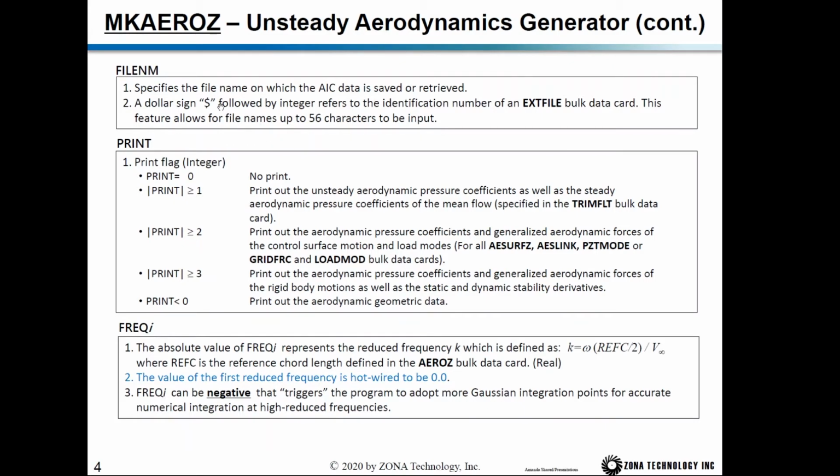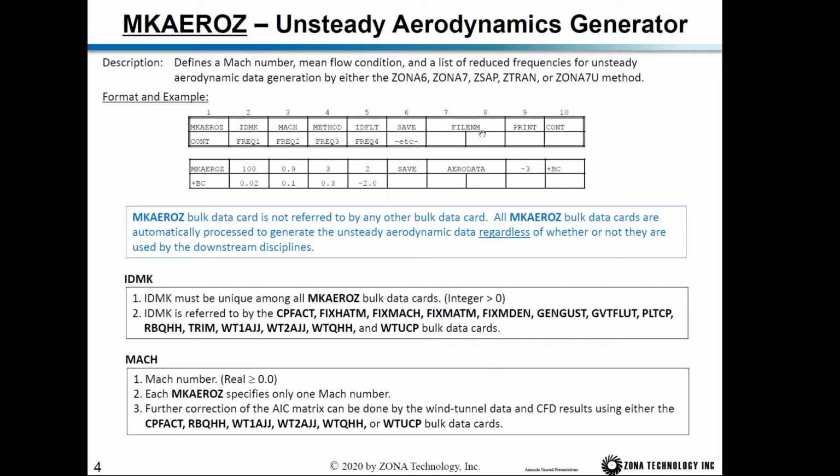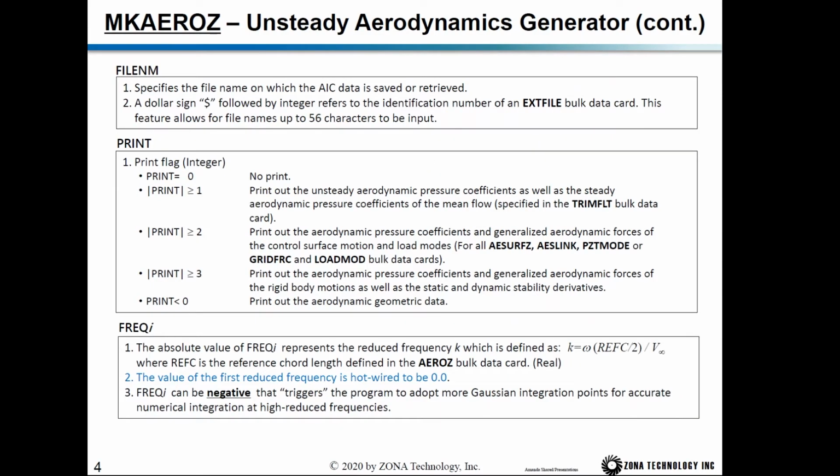The file name: you specify a name of the file on which the AIC is saved or retrieved, and this entry will give you 16 columns to specify the file name. However, if the file name is too long, you can specify a $ sign followed by an integer, and this integer refers to the ID of a card called EXT file. In this card, you can specify a longer name of the file. In fact, in all ZAERO input cards, whenever you need to specify a file name, you can always use this option. So you start with the $ and followed by an integer, and this integer refers to the EXT file card.